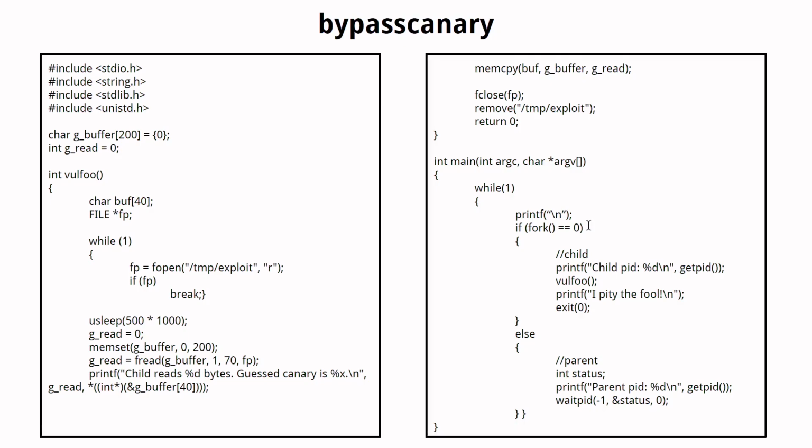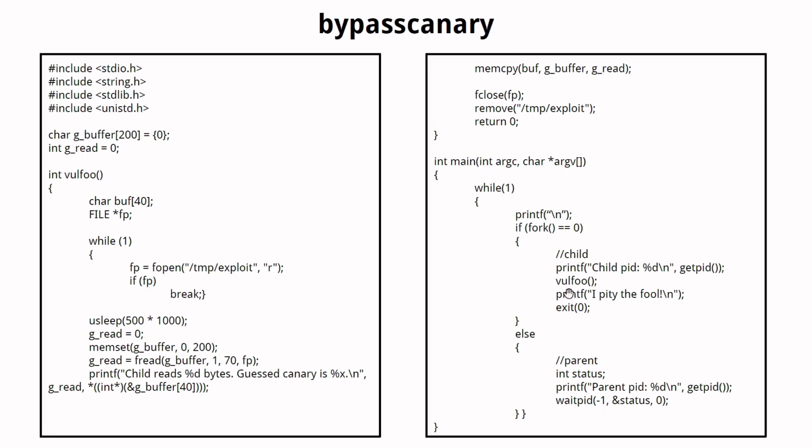Okay? Because we use fork here, even though many child processes could be created, the parent is always one, so they will always have the same canary value. It's 3 random bytes, we don't know, but we want to guess that.